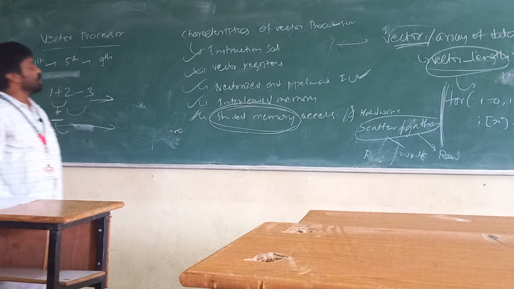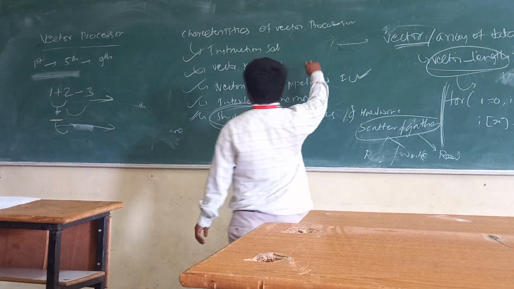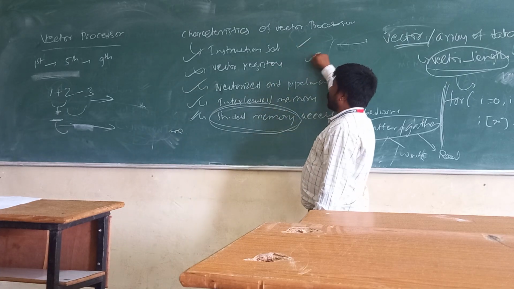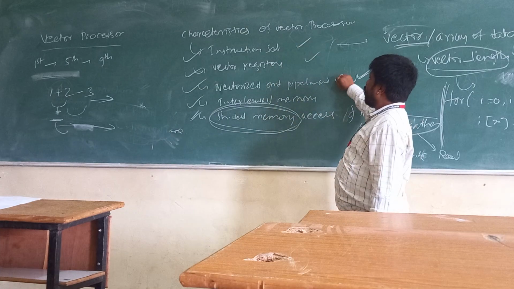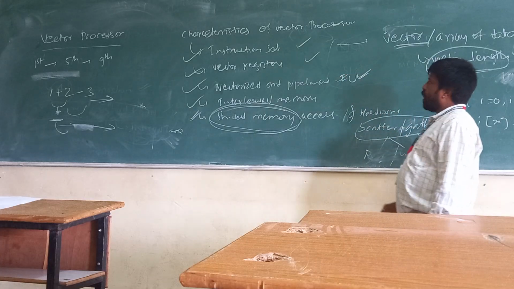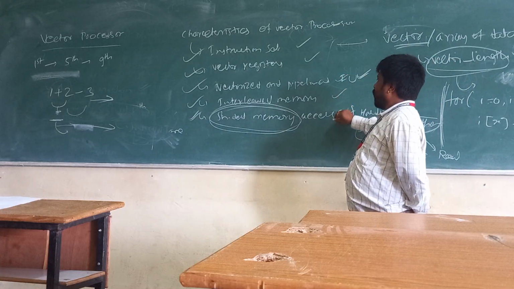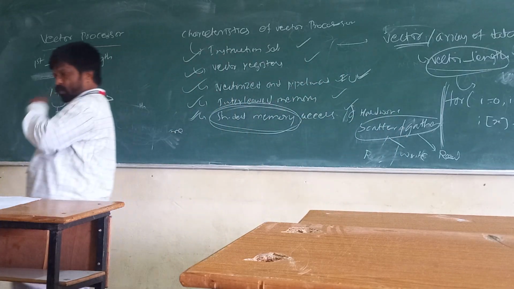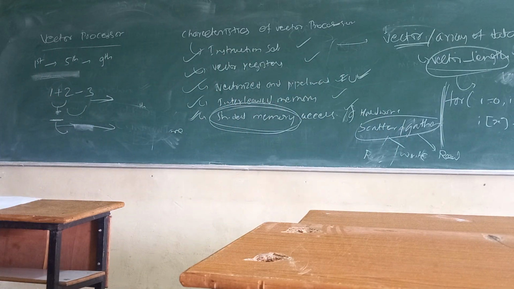These are some characteristics of the vector processor. As we have seen: the instruction set, vector registers, vectorized and pipelined functional units, interleaved memory, and strided memory access. This is the concept of the vector processor. They will ask for 5 marks or 10 marks.